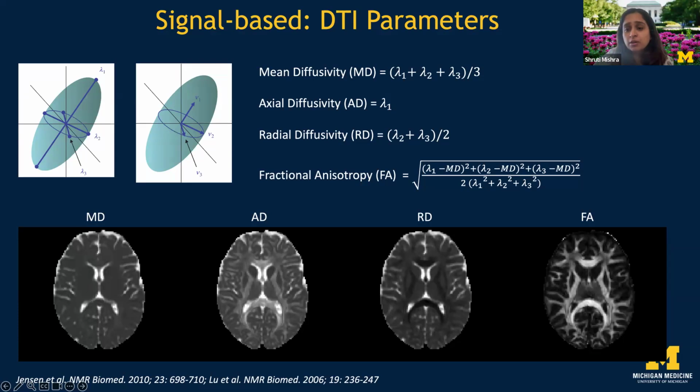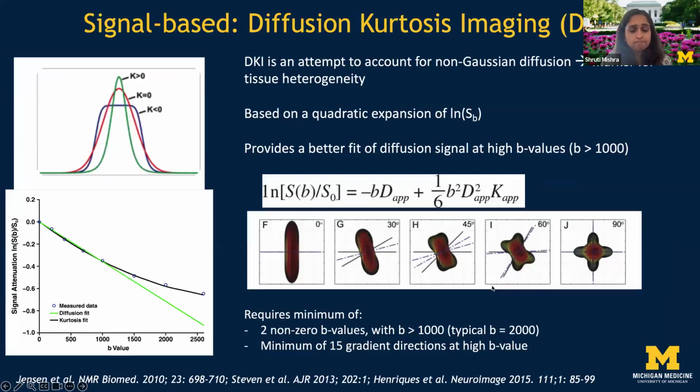The parameters that are most frequently reported in the literature include fractional anisotropy, where diminished FA is reflective of impaired microstructure. But we also get measures of mean diffusivity, which is essentially an average of the 3 eigenvalues. Axial diffusivity is the eigenvalue in the dominant diffusion direction. Radial diffusivity is the average of the other 2 directions.